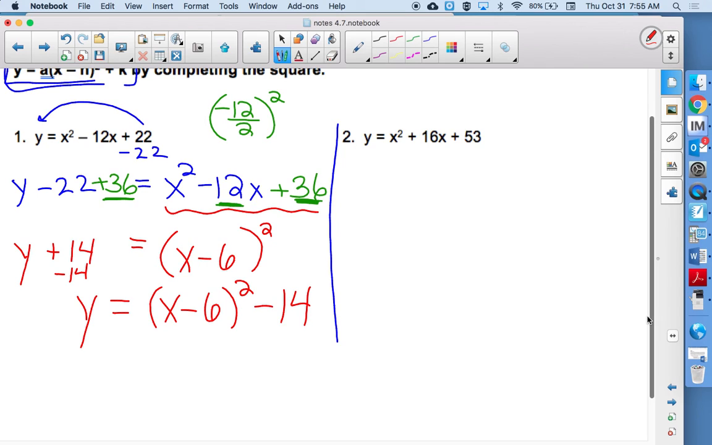So once y is by itself, I now have something squared and then this extra number. Again, we're not solving, so you don't have to solve this time. We're just trying to transform it, change the way it's written. Questions?